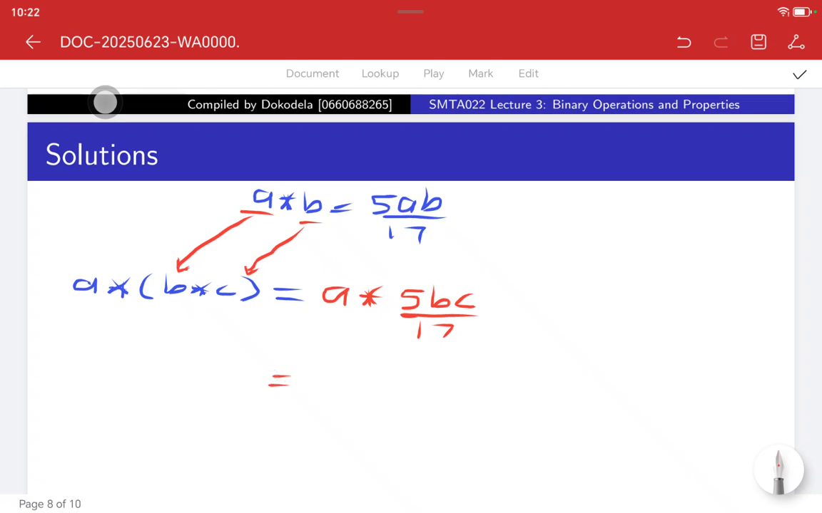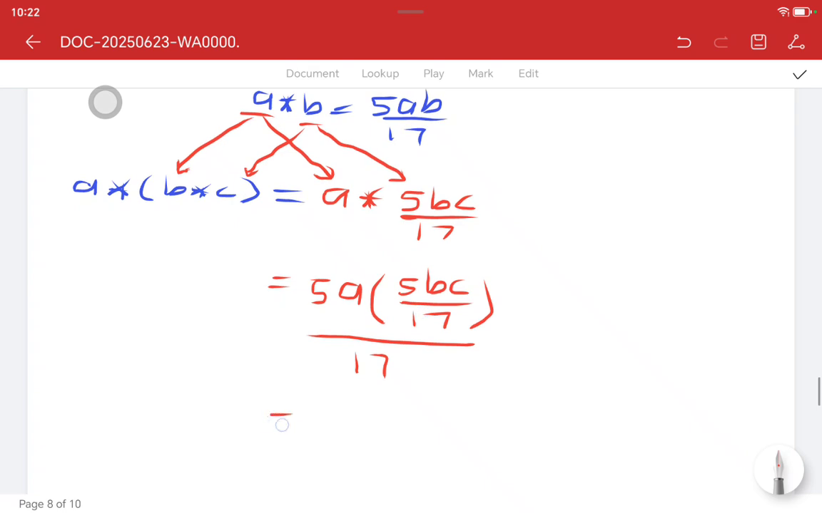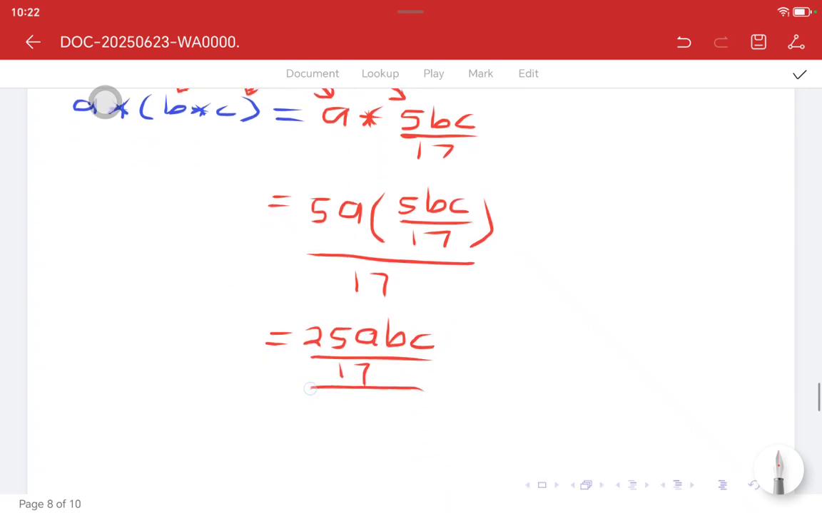Now when we compare these, we realize that A will remain A. Then on B, I'm going to plug 5BC over 17. Then this will be equal: 5 times 5 is 25, A times B times C is ABC, over 17 over 17. And this will be 25ABC over 289.